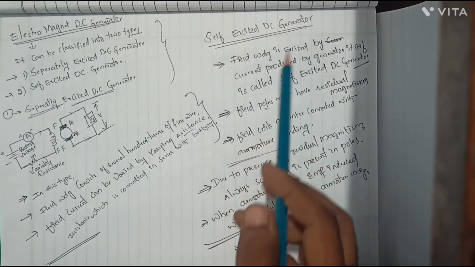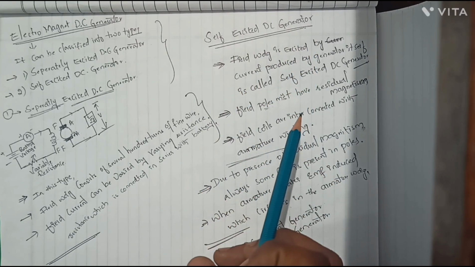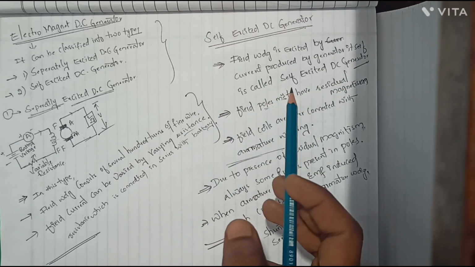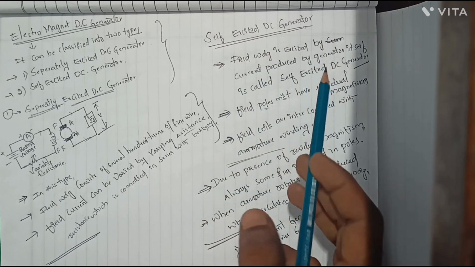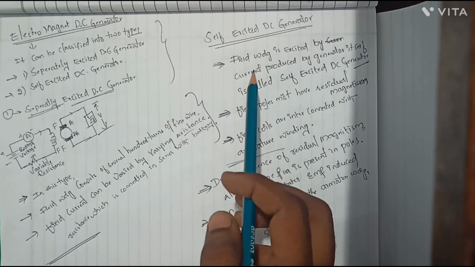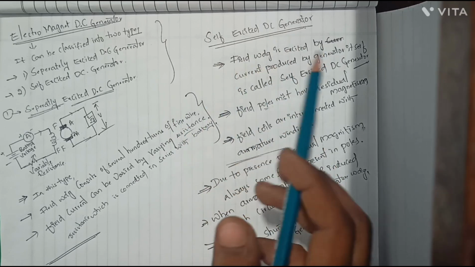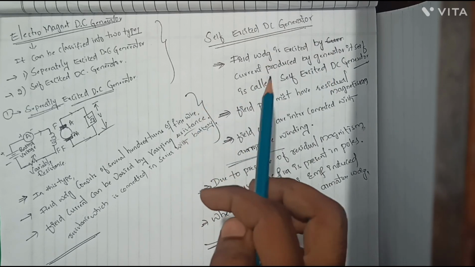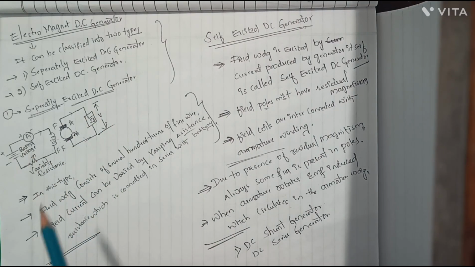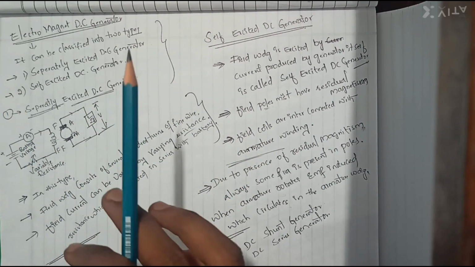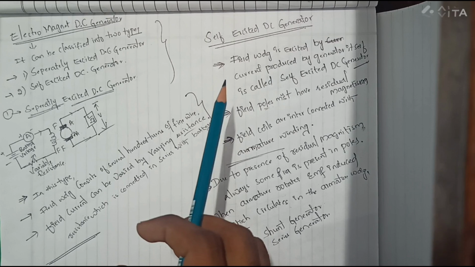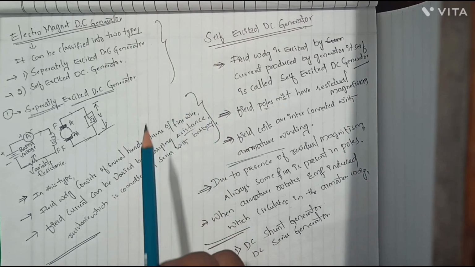Next, self-excited DC generator means nothing but field winding is excited by current produced by generator itself. It is called self-excited DC generator. Field poles must have residual magnetism in this self-excited DC generator. The field is connected across the armature and connected in series with the armature. So here current produced by generator means nothing but armature. Field poles must have residual magnetism. Due to presence of residual magnetism, always some flux is present in the poles, and poles' purpose is to distribute the flux. So due to presence of residual magnetism, flux is present in poles, and field coils are interconnected with armature winding.